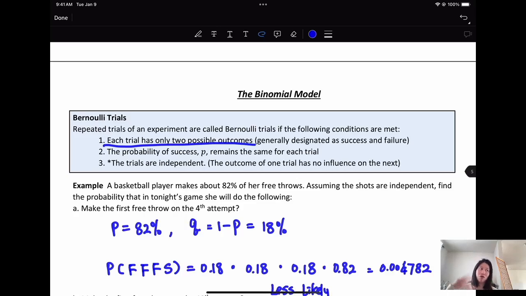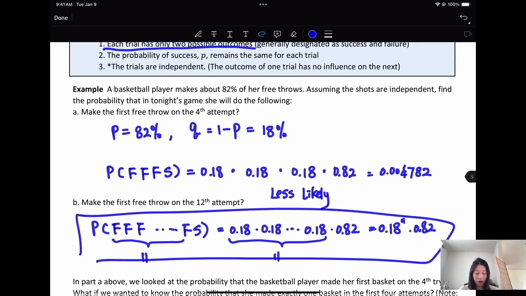So after she throws her first attempt, her second attempt's success rate should remain the same, even though I know that in real life it's different. But for now let's assume that it remains the same. That makes each trial independent. Your first attempt is not going to affect your performance on the second attempt, the third attempt, or after the 20th attempt. So these are binomial trials. In the next video we will discuss more about how we calculate that.